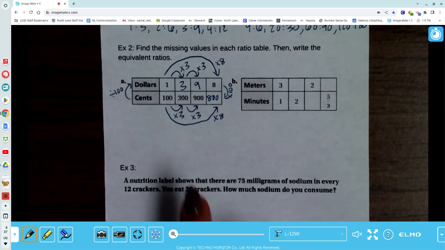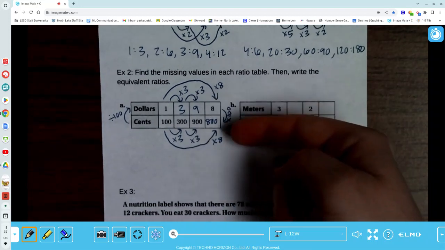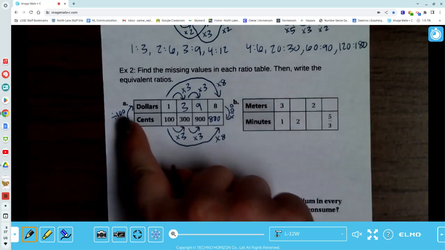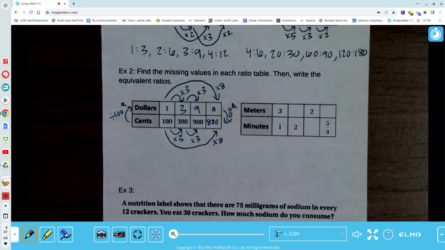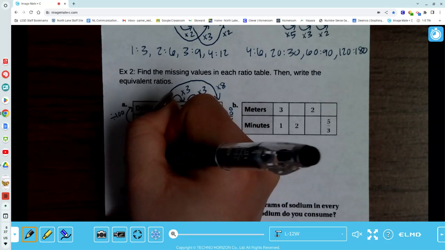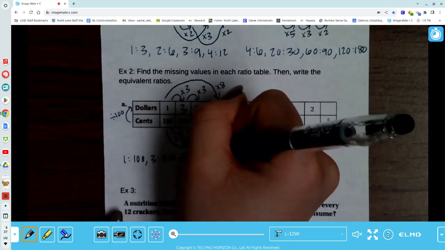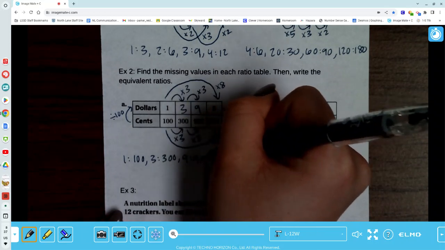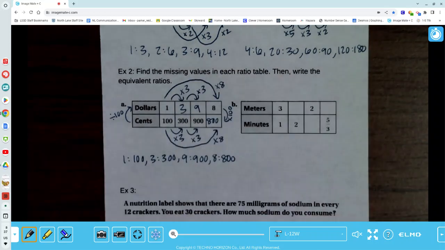You could have done the way that we talked about. You could have just done each number on the top times 100 to get the one on the bottom, and each number on the bottom divided by 100 to get the one on the top. Now we're going to write our 4 equivalent ratios. Those are 1 to 100, 3 to 300, 9 to 900, and 8 to 800. Questions about 2A?